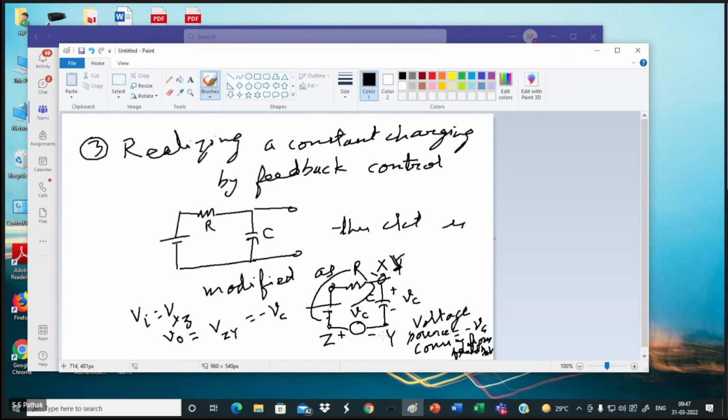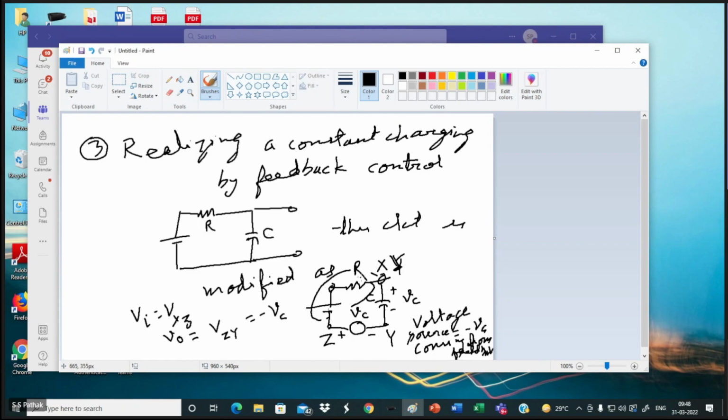So what is going to be my V naught now? VZY is my VC. How much current is flowing through it now? Let us see how much current is flowing in this circuit. Plus VC minus VC will become 0. What is the equation? I will write the loop equation.